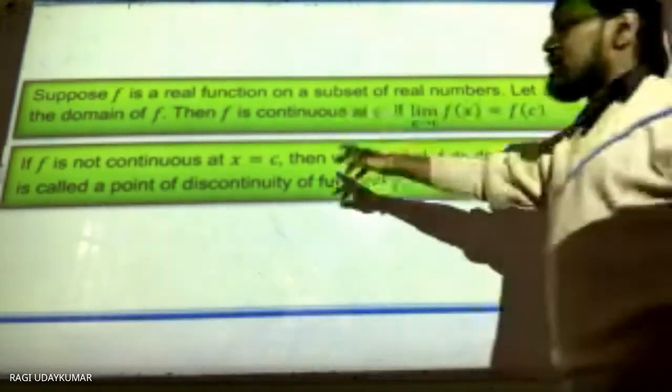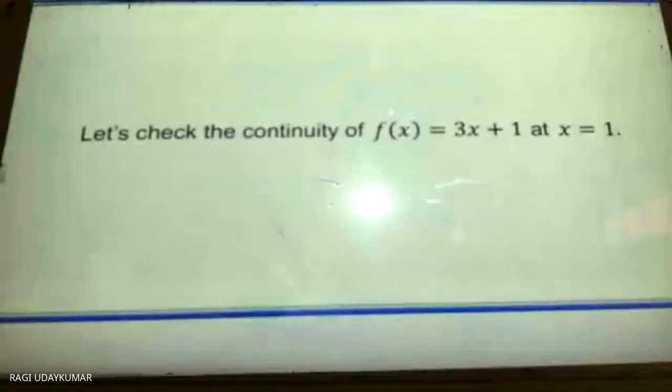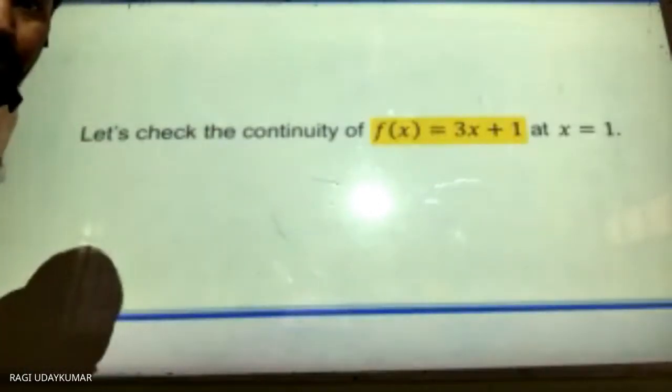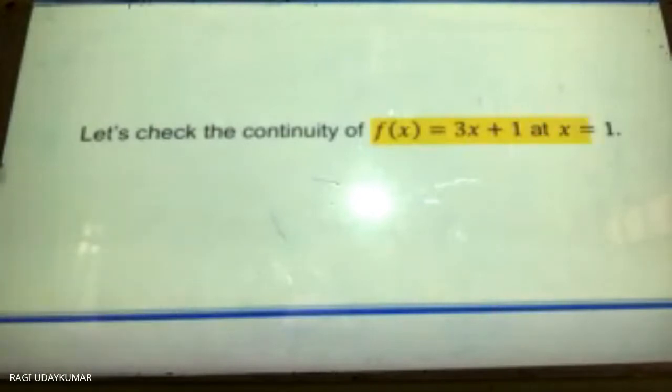So if f is not continuous at x equals c, then we say that it is discontinuous at that particular point. So let us check the continuity of this function at x equal to 1. At x equal to 1, the function given to you is 3x plus 1. So let us check the continuity of 3x plus 1 at x equals 1.